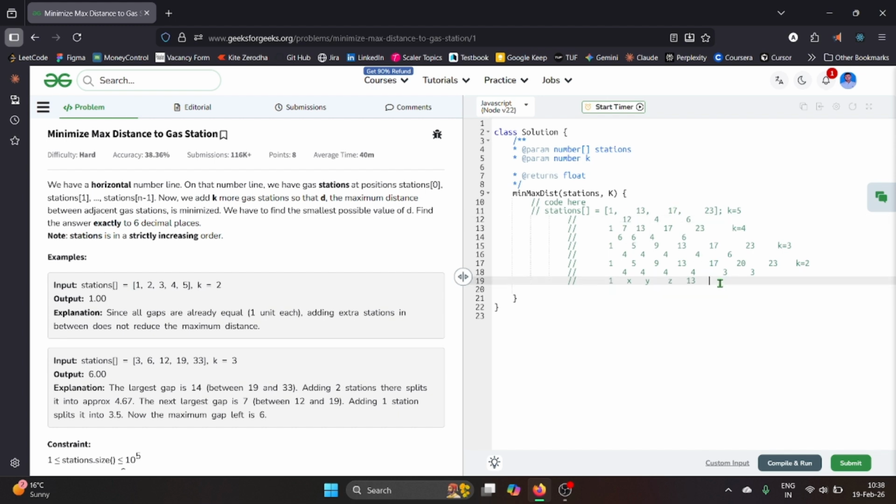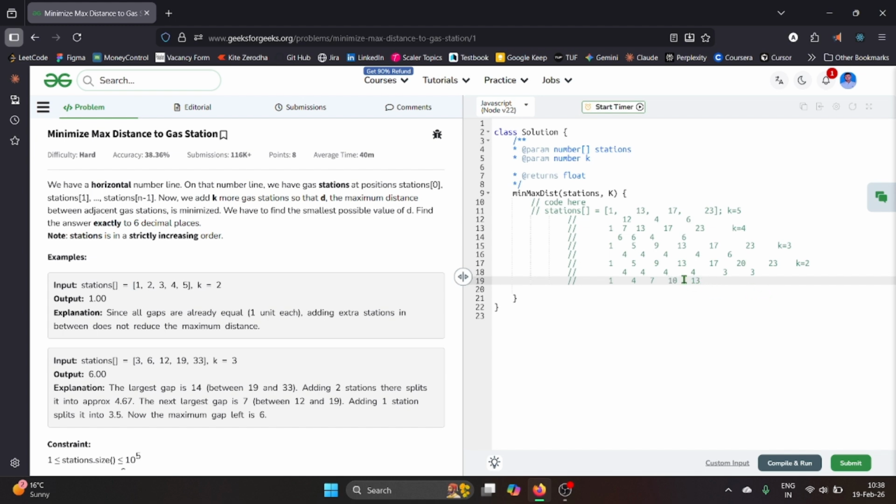So at equal distance we have to put our 3 gas stations, that is 12 divided by 4, which equals 3. So we put our new gas station at every third place. Okay, understood? Every third place. So you can see that our first gas station is put, then 1 plus 3 is equal to 4, so our new gas station will be at 4. Our next one is at 7, next will be at 10, and next will be 13.